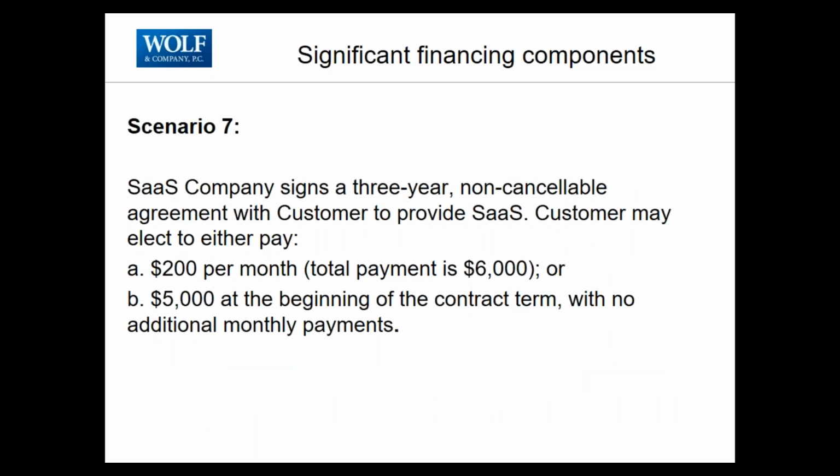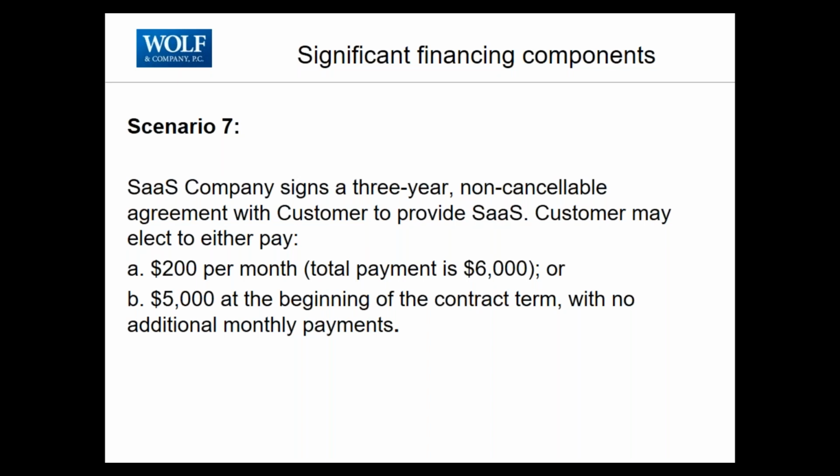So in this example, a SaaS company signs a 3-year, non-cancelable agreement with a customer to provide SaaS. The customer may elect to pay either $200 per month for total cash payments of $6,000 or $5,000 at the beginning of the contract term with no additional monthly payments. So if we think about this for a moment, the customer can pay as they use the SaaS application, or they can pay upfront. Paying upfront provides the customer with a discount of $1,000 and the SaaS company with the funds well in advance of providing access to its SaaS platform.